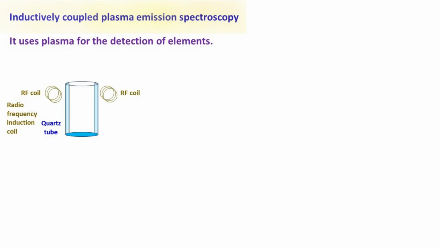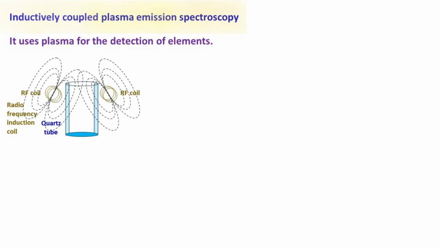When the electric current is passed through the RF coil, it generates a magnetic field. This current is usually an alternating current with high frequency. As the current is oscillating because of the AC current, the magnetic field also oscillates.